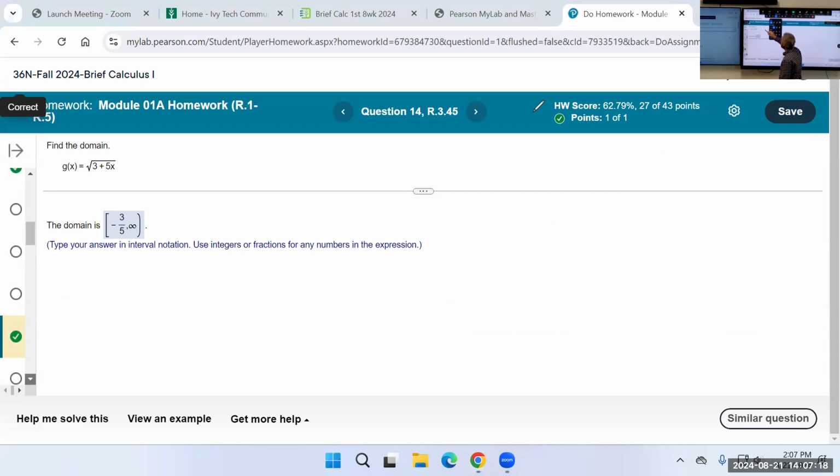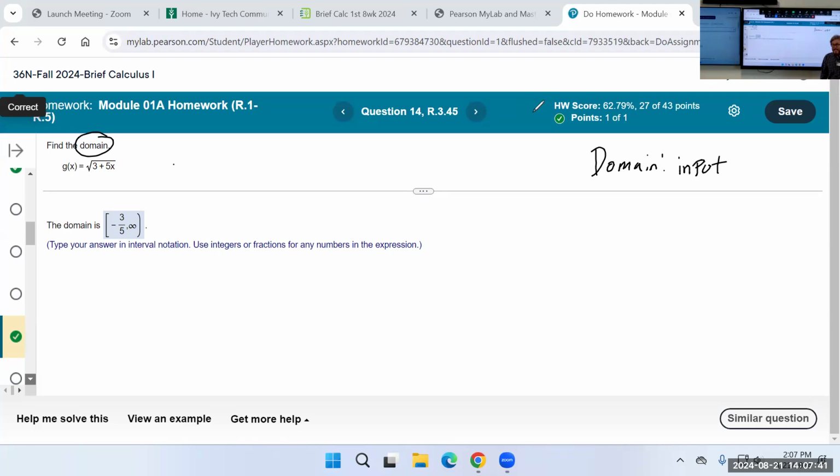What on earth is domain? What is domain? So domain, between me and you, is just what you can put inside a function. It's the input. What you're allowed to put inside, what numbers are you allowed to put in the function? So this is the input.